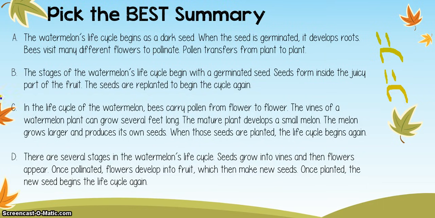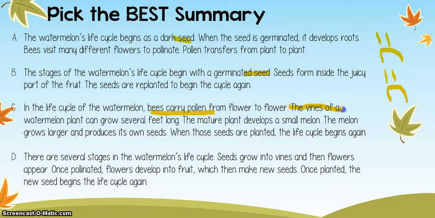Now let's look at C. In the life cycle of the watermelon, bees carry pollen from flower to flower. The vines of a watermelon plant can grow several feet long. The mature plant develops a small melon. The melon grows larger and produces its own seeds. When those seeds are planted, the life cycle begins again. So here I notice it doesn't start at the beginning with the seed like the other summaries do. It starts with the pollination. So right from the start, I noticed that this may not be a good summary to choose.